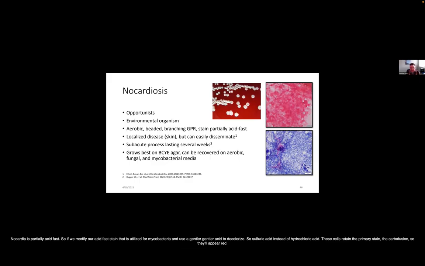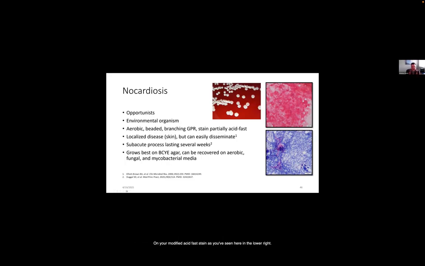Nocardia is partially acid-fast, so if we modify our acid-fast stain that is utilized for mycobacteria and use a gentler acid to decolorize, so sulfuric acid instead of hydrochloric acid, these cells retain the primary stain, the carbofuchsin, so they'll appear red on your modified acid-fast stain, as seen here in the lower right.